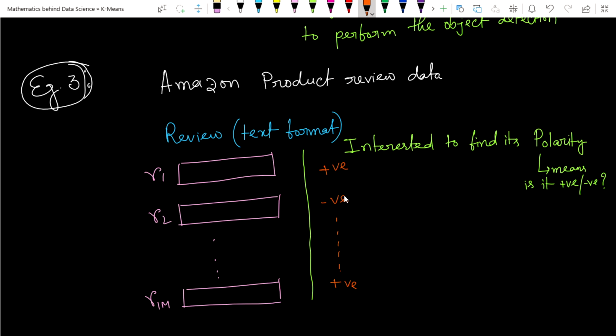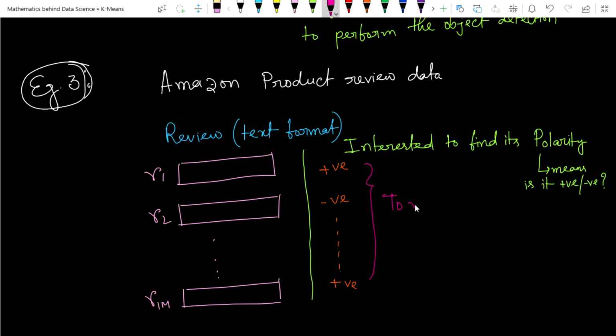positive or non-positive? If we use some manpower, then it is okay. If we humans simply read this text, we can easily detect whether it is positive or negative. But there are millions, billions of reviews for an Amazon page, or any e-commerce page. So manually doing this job is totally impossible.